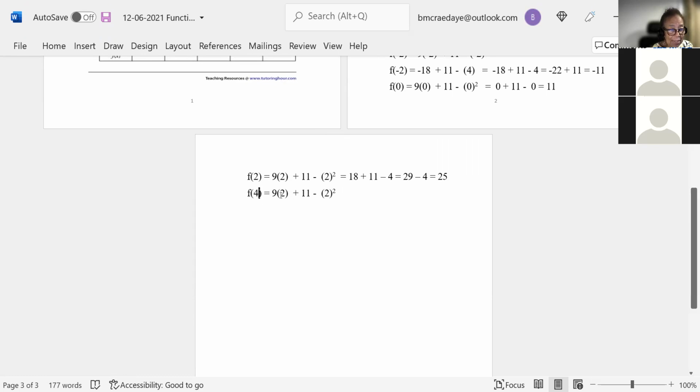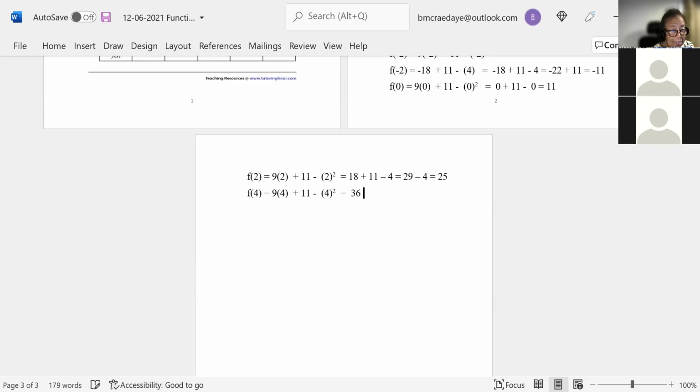9x will be 9 times 4 plus 11, and the 2 squared would be 4 squared. Now, what is that equal to, Chastity? What's 9 times 4? We did that before, remember? 9 plus 9 plus 9 plus 9. 36. That's it. Very good.